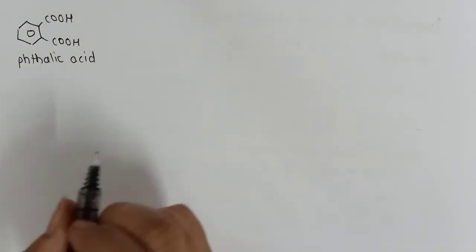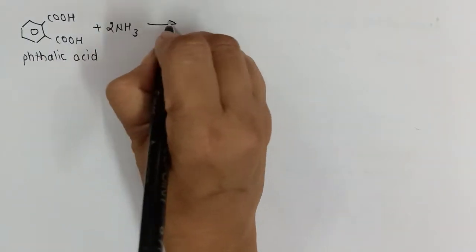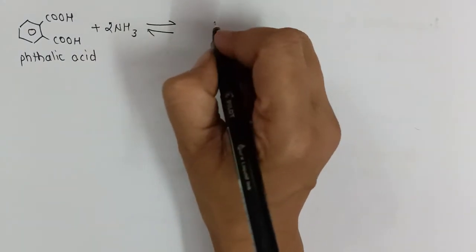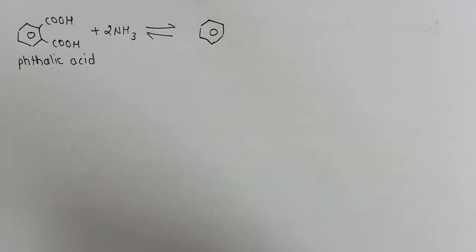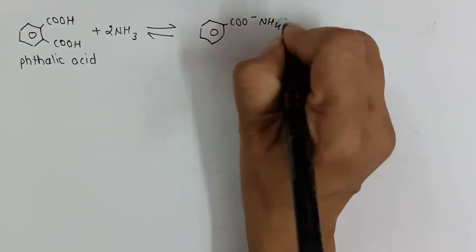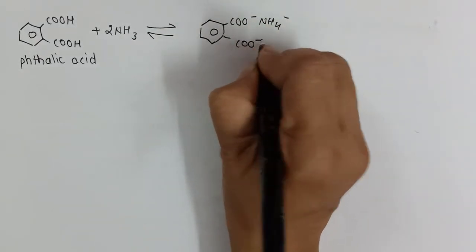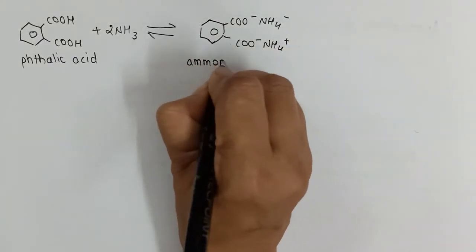Now I am going to discuss one important reaction which we'll be studying again in the chapter on organic compounds containing nitrogen. Phthalic acid, when it is treated with 2 moles of ammonia, first of all obviously gives the intermediate ammonium phthalate. So we know all these things by now. This is ammonium phthalate.